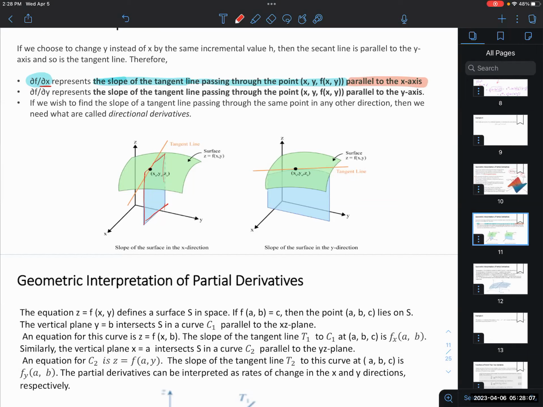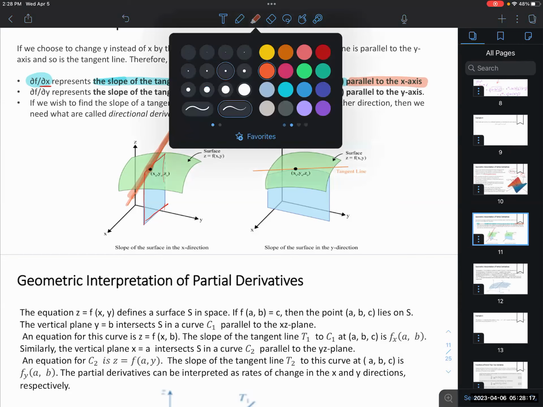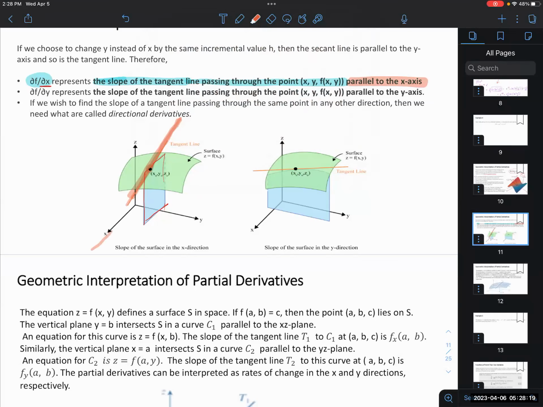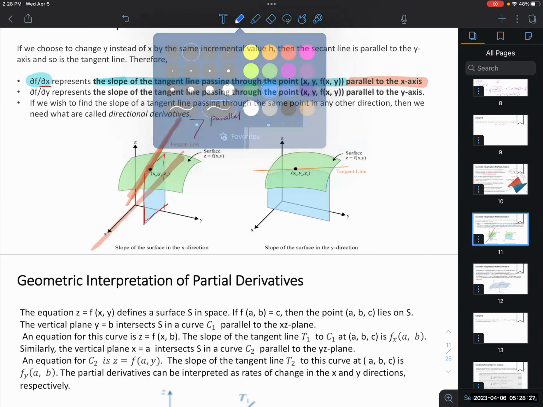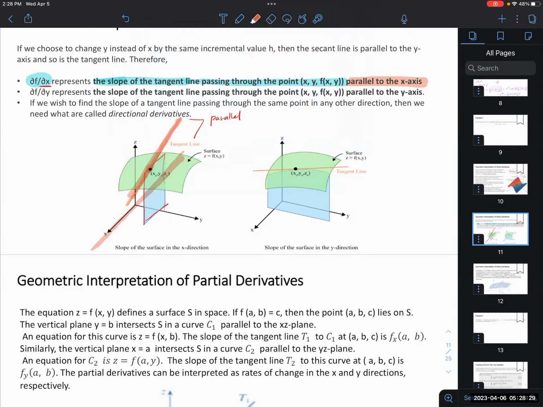That means you are finding the slope of this tangent line, right? Because you have to touch the point with respect to x. That means this line is always going to be a parallel line to the x-axis. Same thing, if you take the derivative with respect to the y variable, you create a parallel line to the y-axis. That's actually the meaning in three-dimensional space.